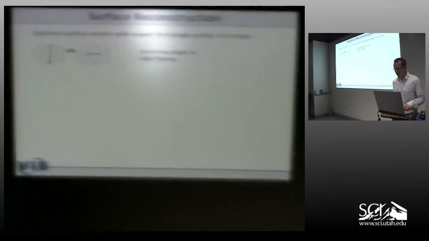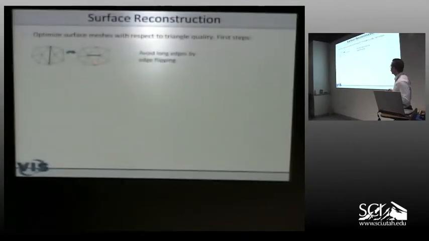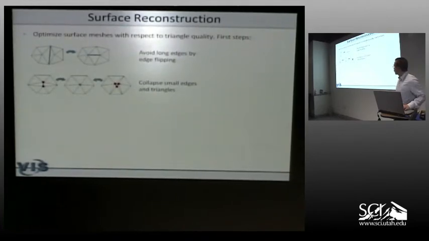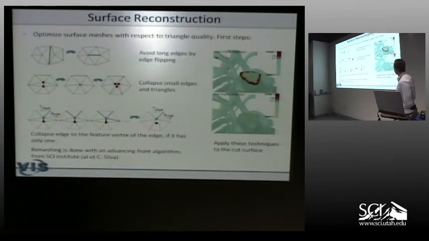Remeshing is something which is certainly known to most of you. It involves several steps to make a bad triangle strip better, in the sense that more equilateral triangles arise. Avoiding long edges is an essential part. Collapsing small edges and also collapsing small triangles. So as a consequence, the triangle number is often reduced. It is less than before. Actually, we use a remeshing algorithm which was developed here at the Ski Institute. I'm not quite sure who the first author was, but it was work where Claudio was involved.